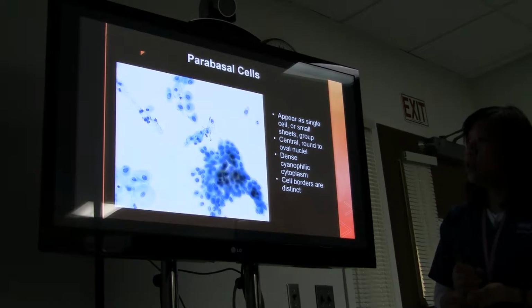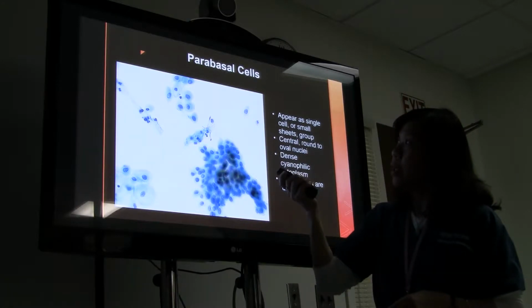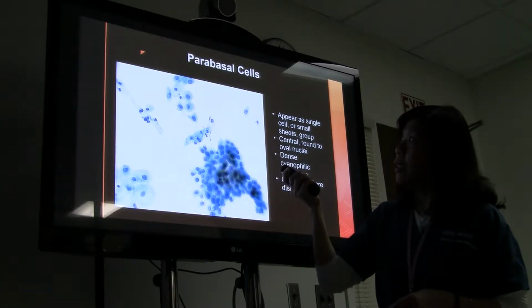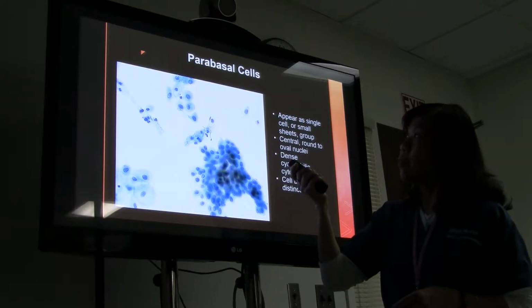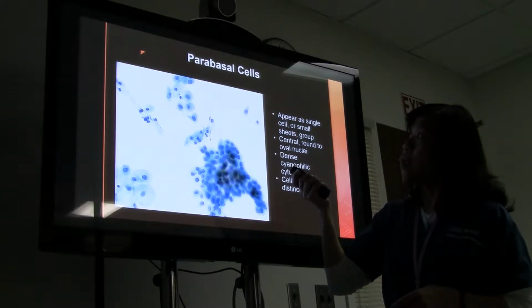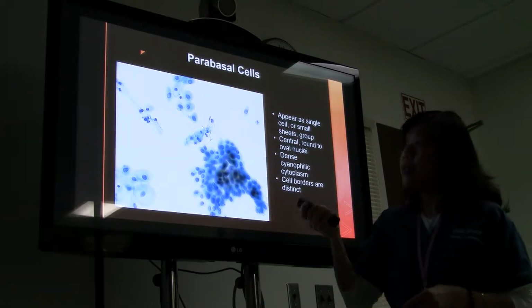Okay, here's a group of parabasal cells. Again, here there are a few single cells that you can see. They have a very nice cell border, right? Centrally located nucleus with a smooth nuclear contour, fine chromatin, and a small nucleus. Okay, so these are the parabasal cells.